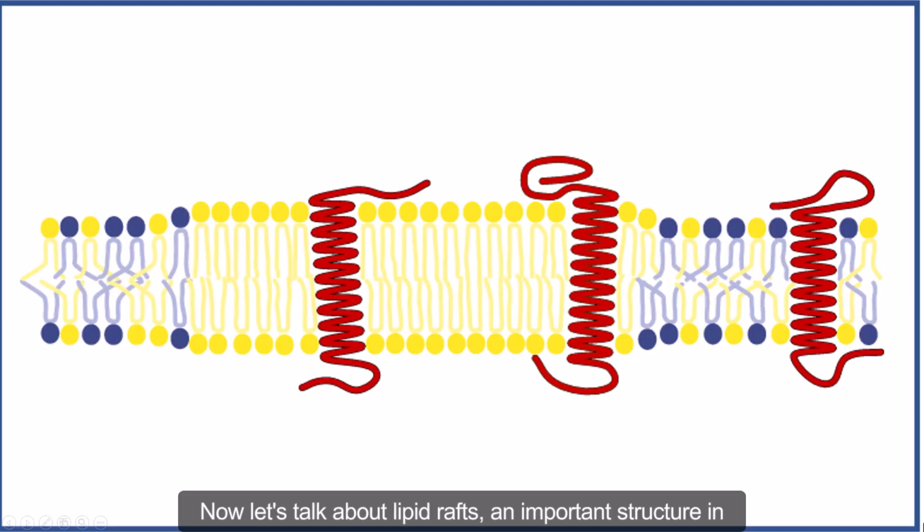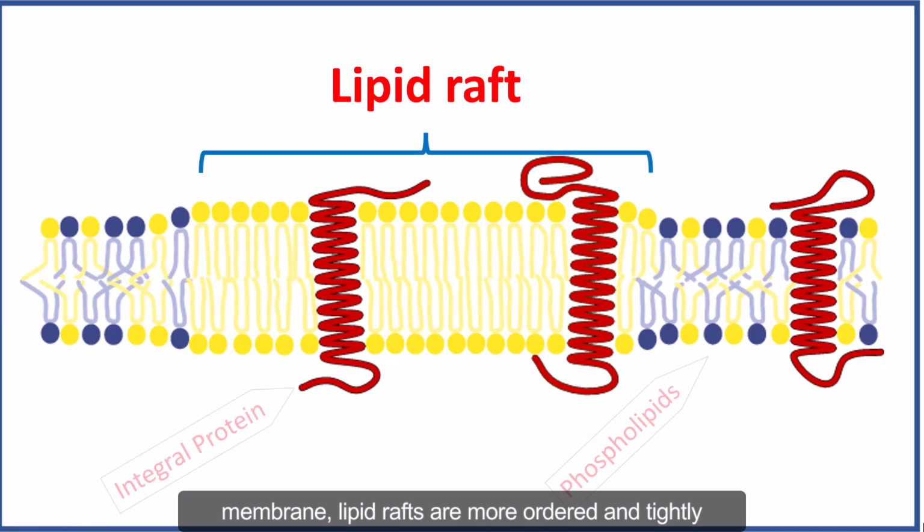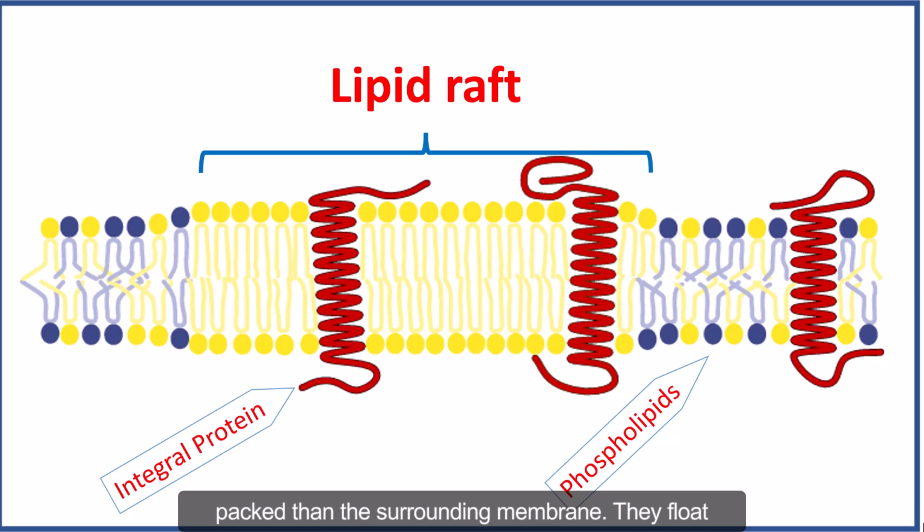Now let's talk about lipid rafts, an important structure in membrane. Lipid rafts are more ordered and tightly packed than the surrounding membrane. They float freely within the lipid bilayer, acting as platforms for various cellular processes. But what makes them so special?